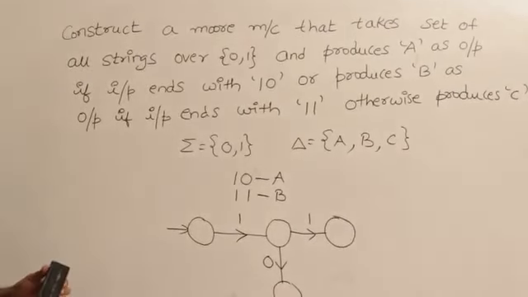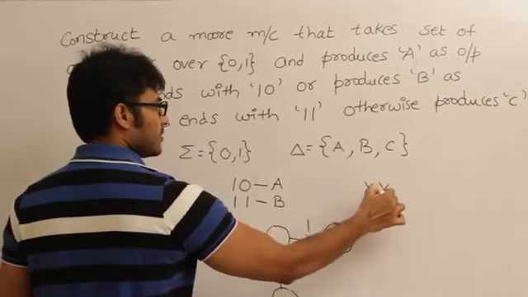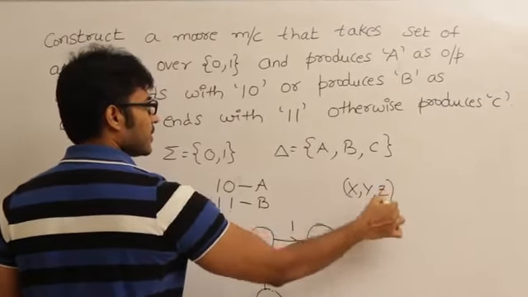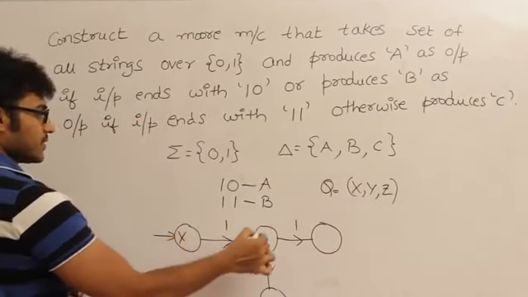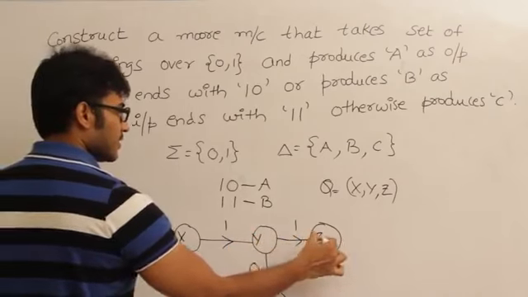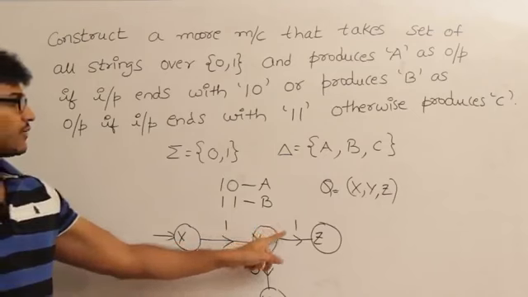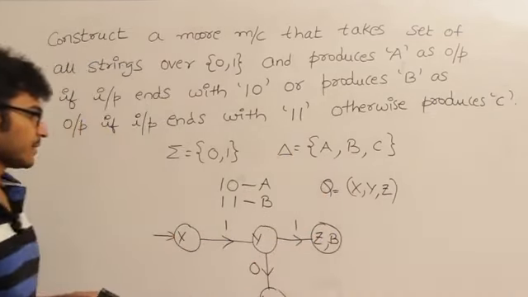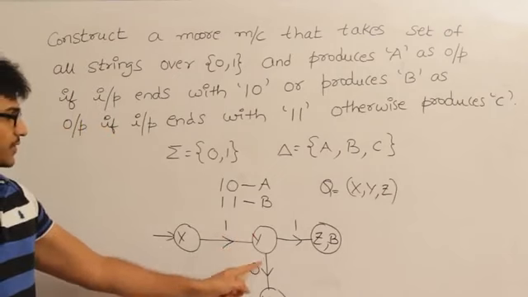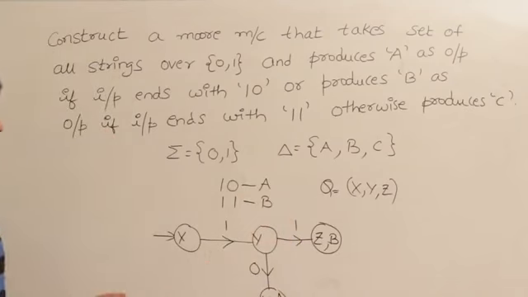So let us assume that the states are X, Y, Z and W, because A, B, C have already been taken for delta. If the input is going to end with 1 1, I should print B. So in Z I am going to print output as B, and if the input is going to end with 1 0, I have to print A. Therefore here I am going to print A, right? So let's finish the deterministic finite machine.